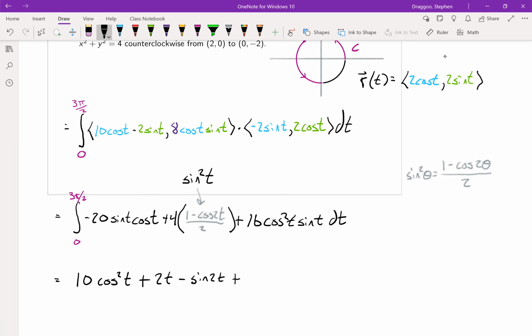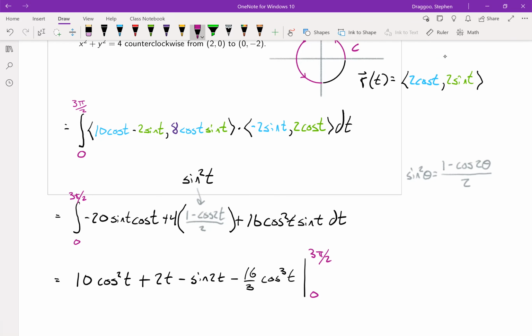plus into that next piece. This time we're going to need our u to be cosine, meaning that our du is negative sine. So this should become negative 16 over 3 cosine cubed of t. And we need to evaluate this thing from 0 to 3 pi over 2.